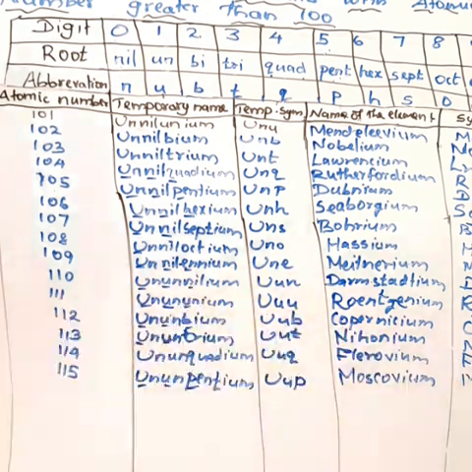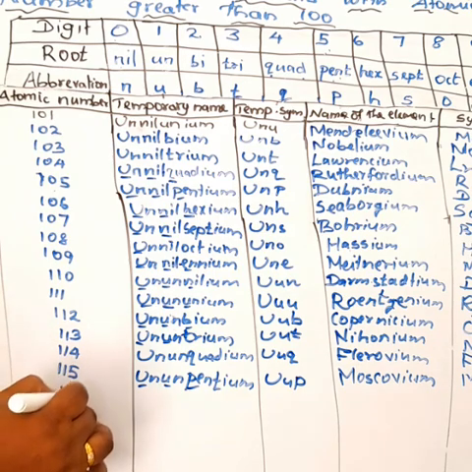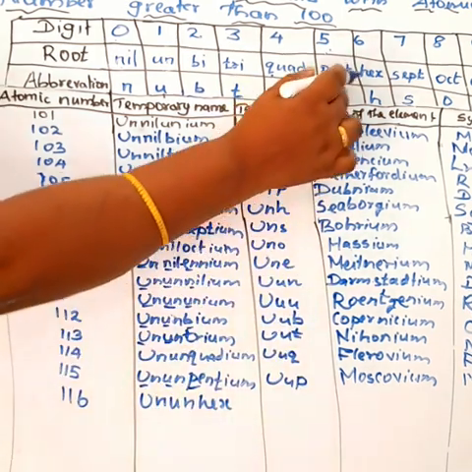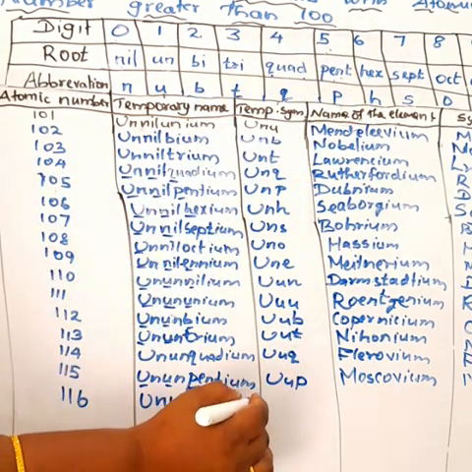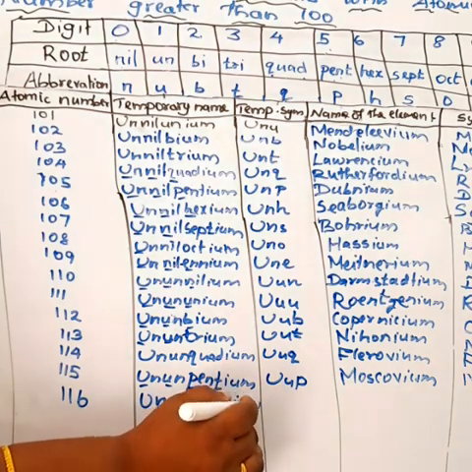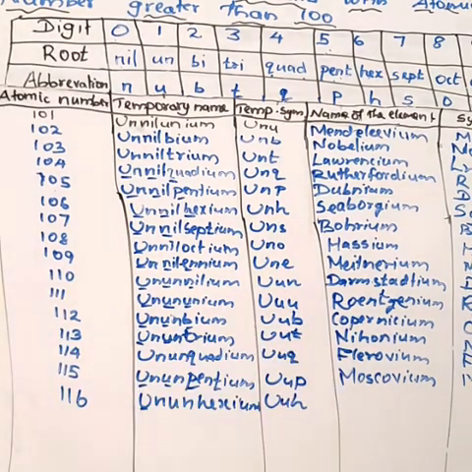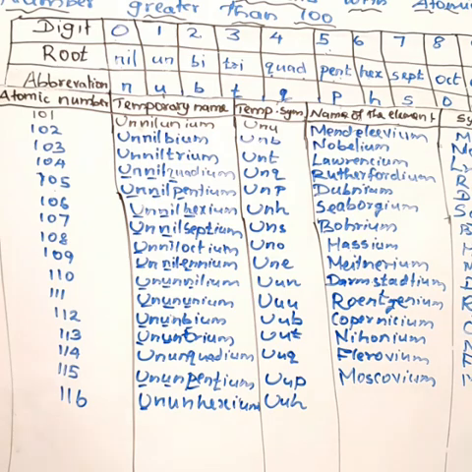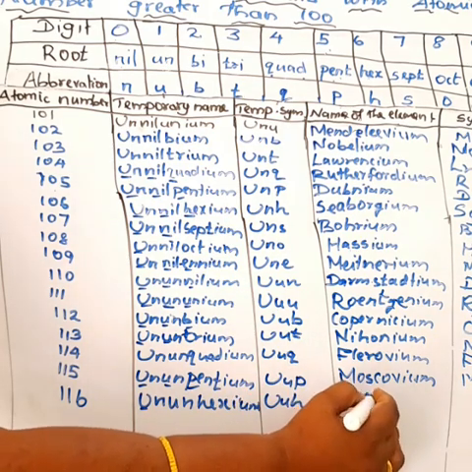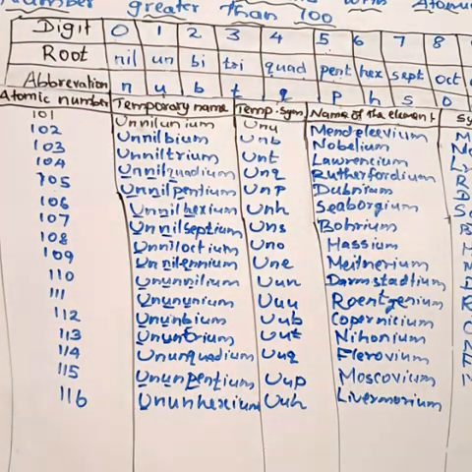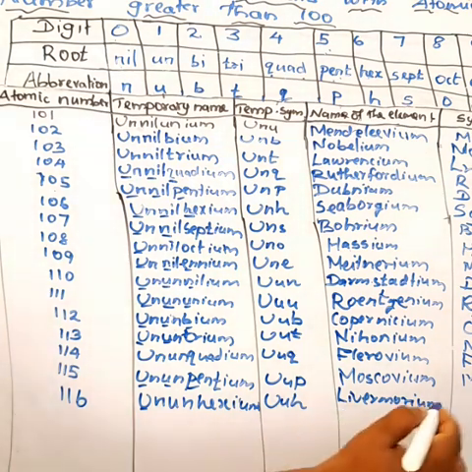Mc. Then 116 temporary name: un for one, again un for one, and 6. What is the root for 6? Hex. Okay, hex is the root for 6 and ium is the suffix. So what is the temporary symbol? U for un, again u for un, and h for hex. The element name for atomic number 116 is livermorium, symbol Lv. And 117.